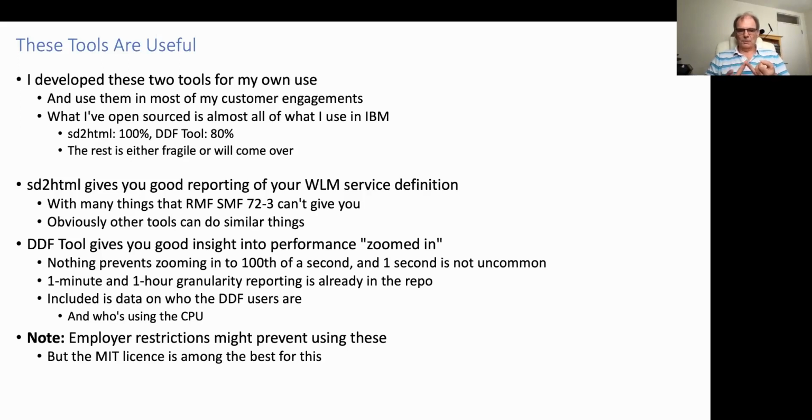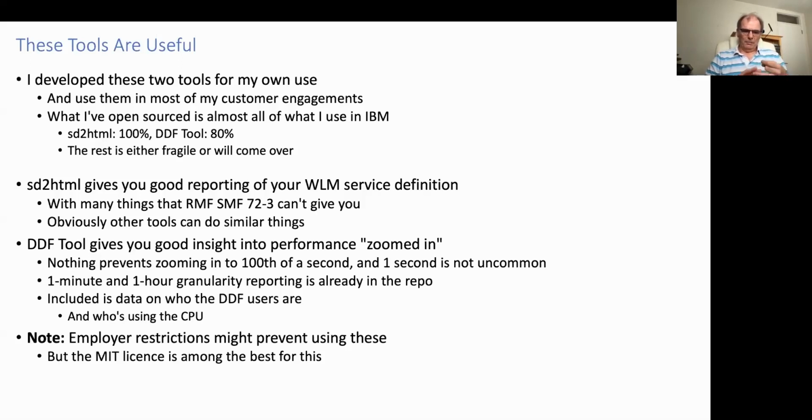The DDF tool gives you good insight into performance. Really zoomed in is one of its party tricks, down to, let's say, the 1 second level, though you could go further in if you really felt the need to. I don't suggest you do, but the data model is entirely enabling of that. I've got 1 minute and 1 hour granularity reporting as examples already in the repo.